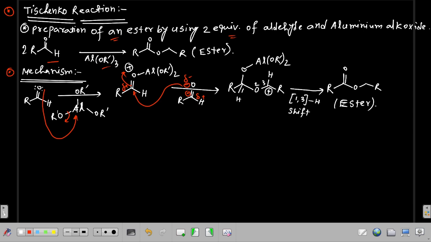After this, it undergoes a hydride shift. In the system we have this alkoxide ion, so it will attack this aluminum, and this bond will break, and it will form a ketone here. This bond will break, so it will form a hydride, and this hydride will attack this cation to form this ester. So this is a 1,3 hydrogen shift, because this is 1, 2, 3. Hydrogen is going from the 1 to the 3 position. That's why it is a 1,3 hydrogen shift.